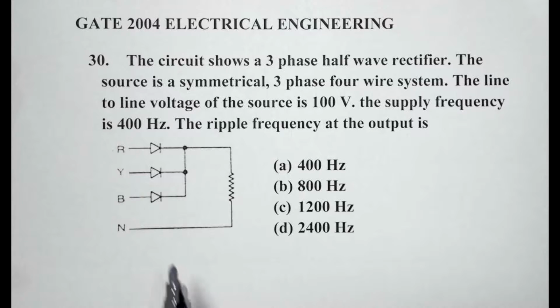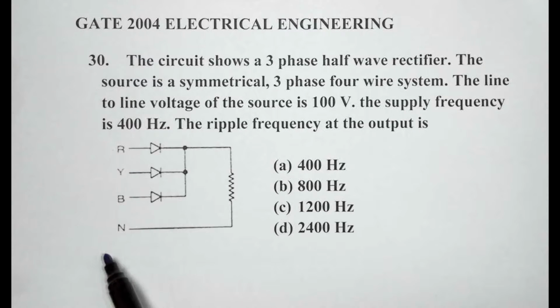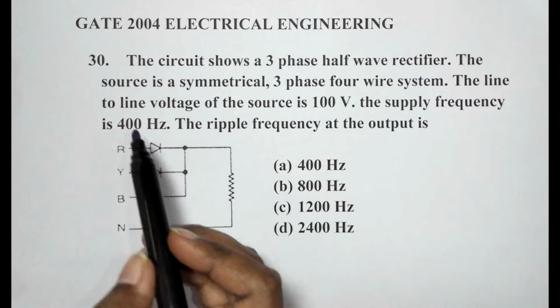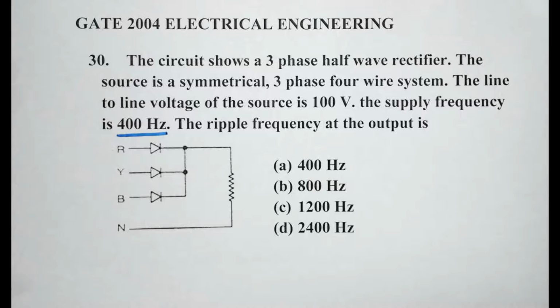So here we have a three-phase half-wave rectifier given to us, and it's a four-wire system. And the supply frequency is given to us as 400 Hz. Now, you are quite familiar with the fact that for a half-wave rectifier, when it conducts, the output is just half of every cycle, isn't it?